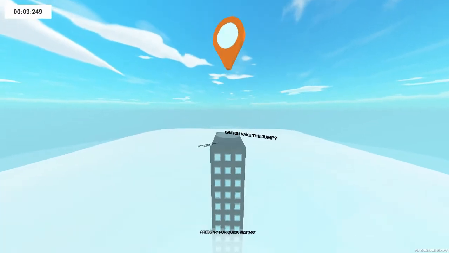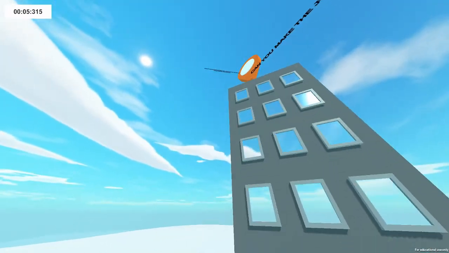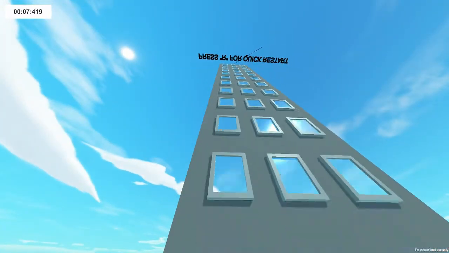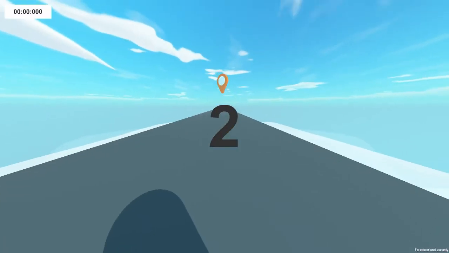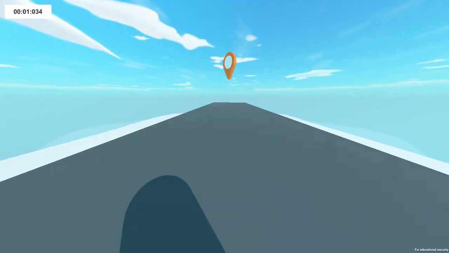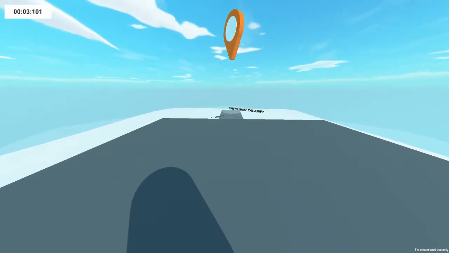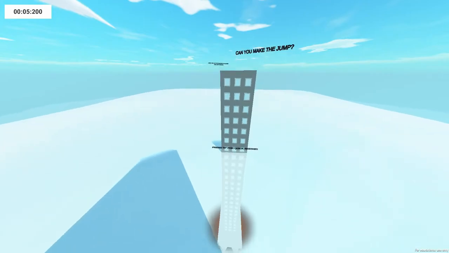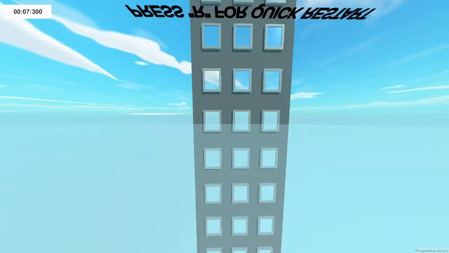Okay, so we've got an indicator. Ooh. I stopped to try and read the text. Well, that second bit of text there is very small. Yeah. Given where it enters the screen from. Press R for a quick restart. Oh, don't worry, I learned how to do that.